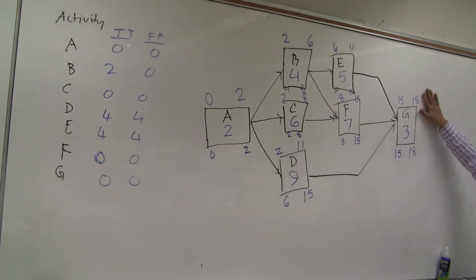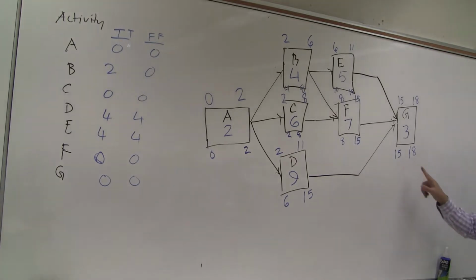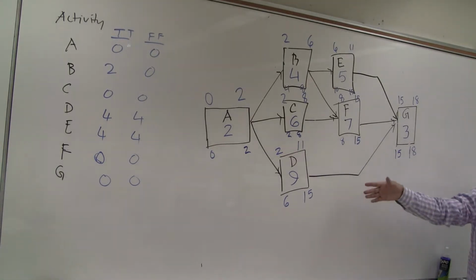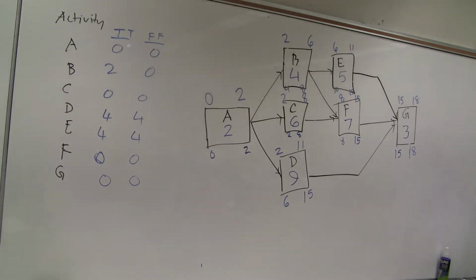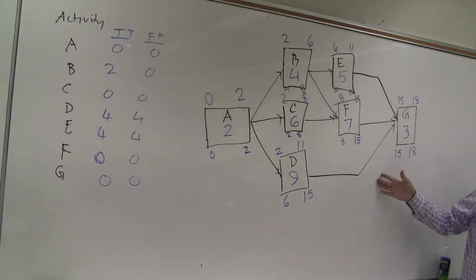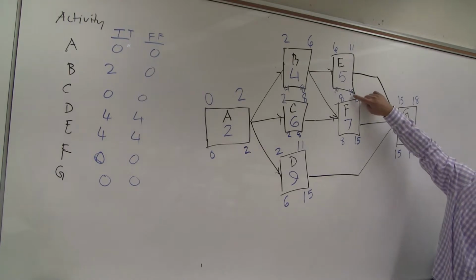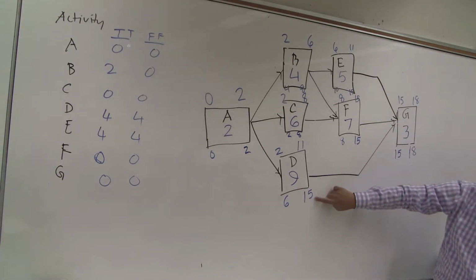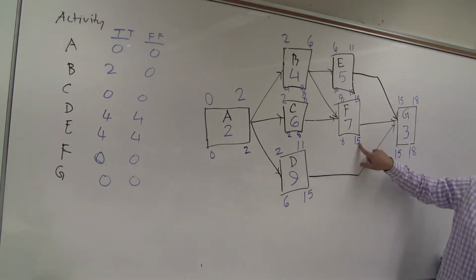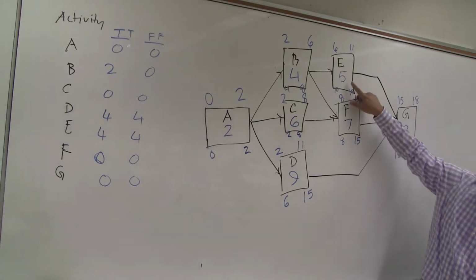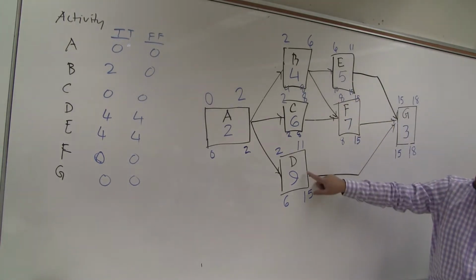I will not change the date, I will write here 18. For an imposed finish date, if the owner said you must finish on 15, then I would write 15 here and calculate accordingly. That is not our case today. So 18 minus 3, 15. When you go back, take the smaller one. If it starts at 15, everybody must finish on 15. Then 15 minus 7, 8. 15 minus 5, 10. 15 minus 9, 6.